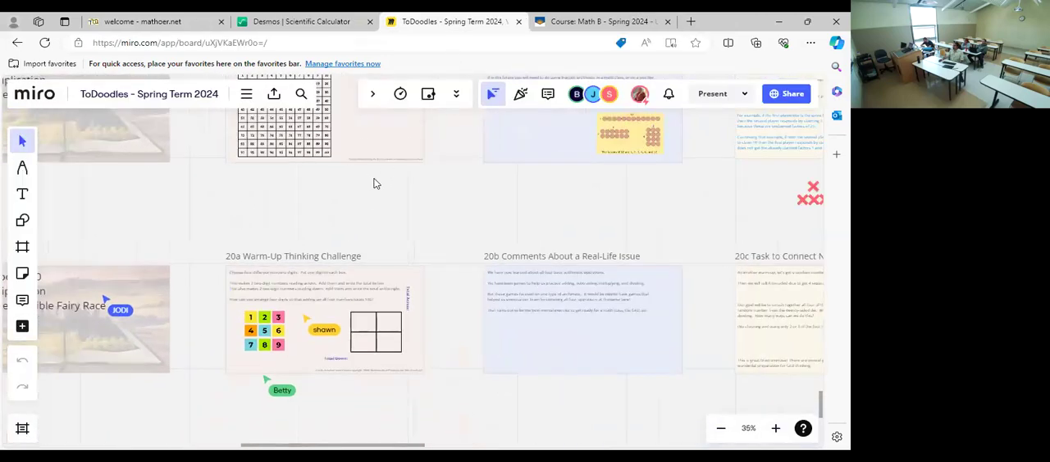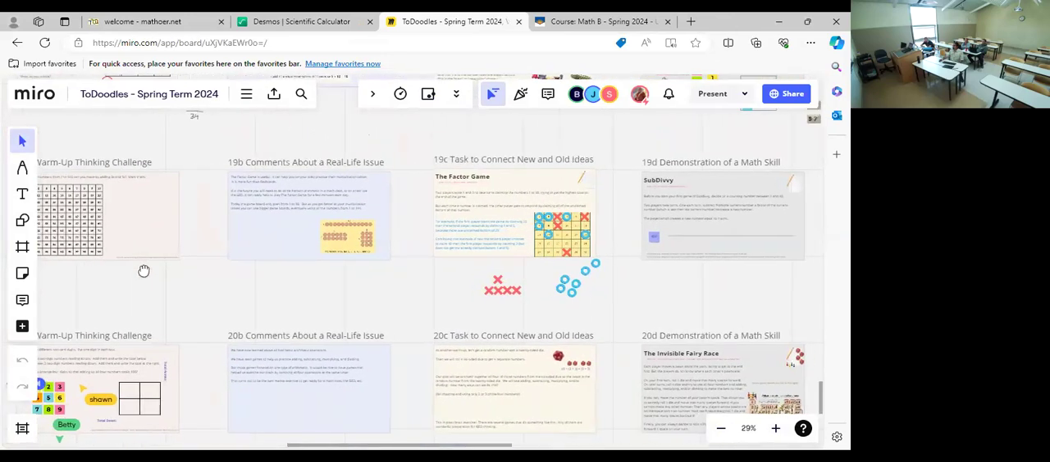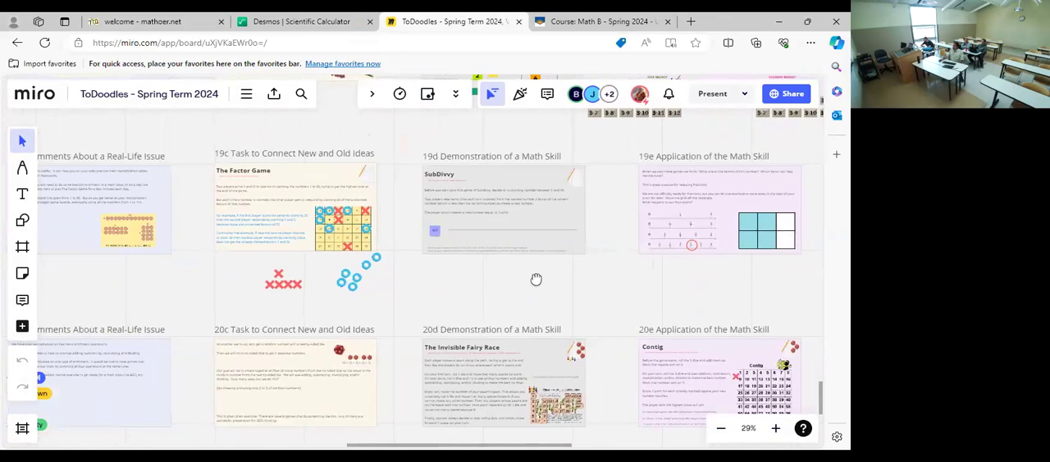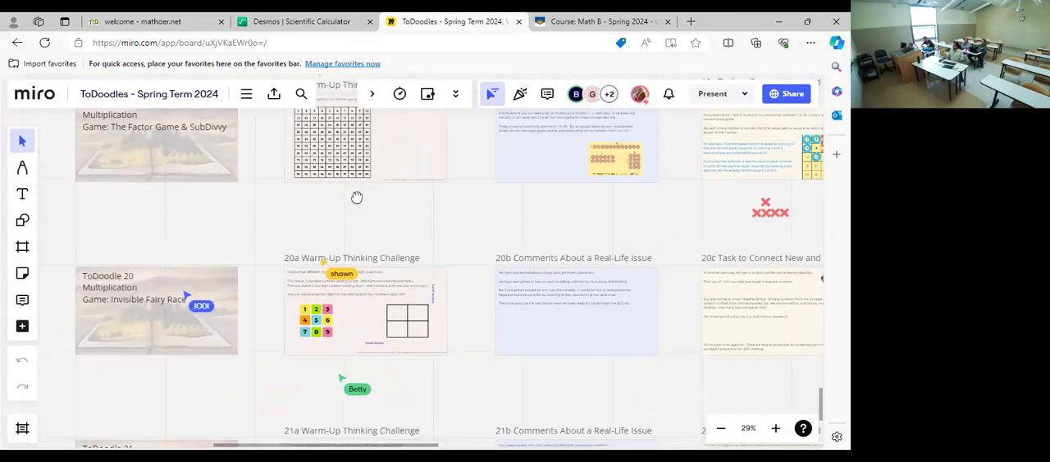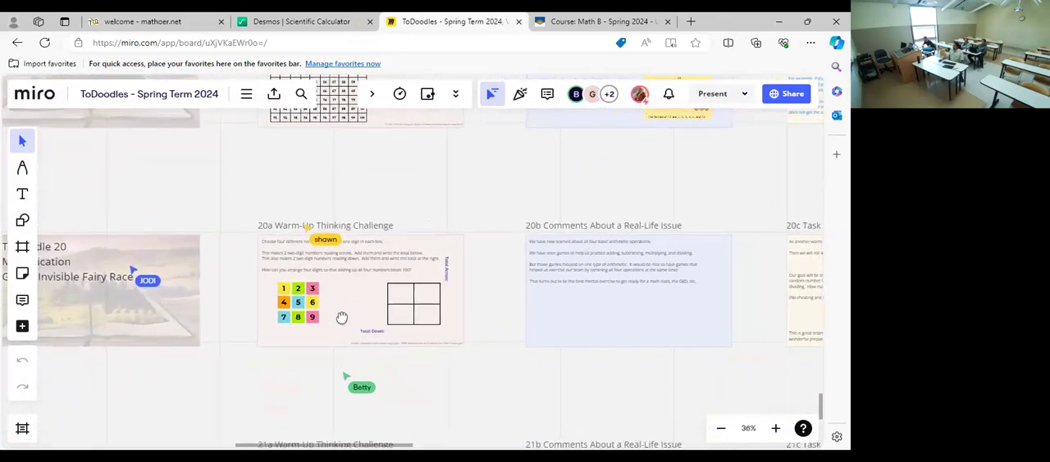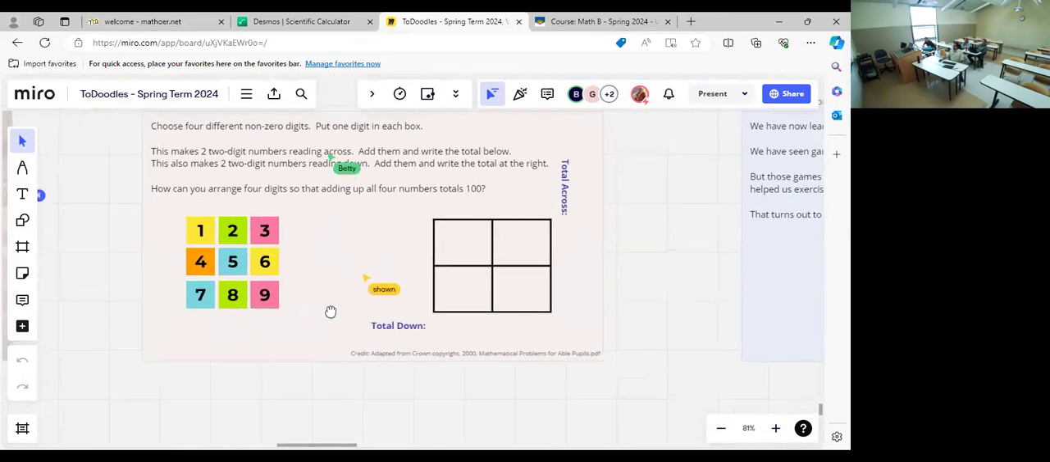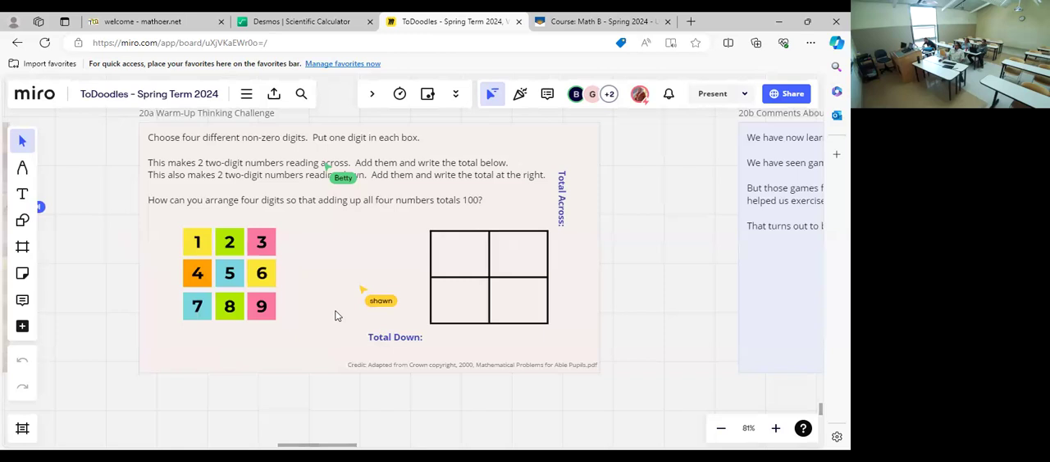Okay, so last time we had a factor game. We never really did the subdivy game, but that's all okay. We'll move on to what's more relevant for us right now. So let's do the warm-up because this is a nice one. We have a box and we have a bunch of numbers, 1 through 9.